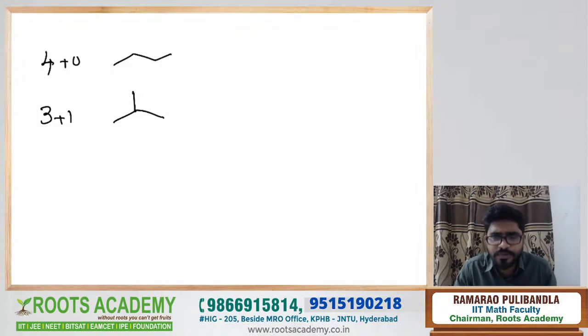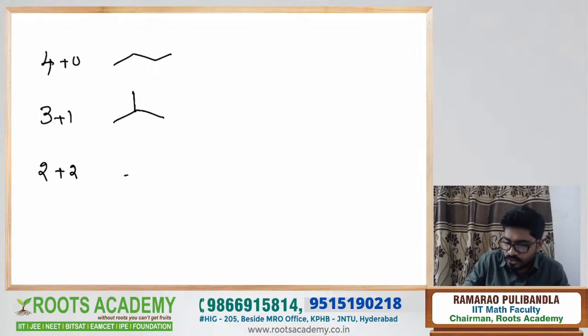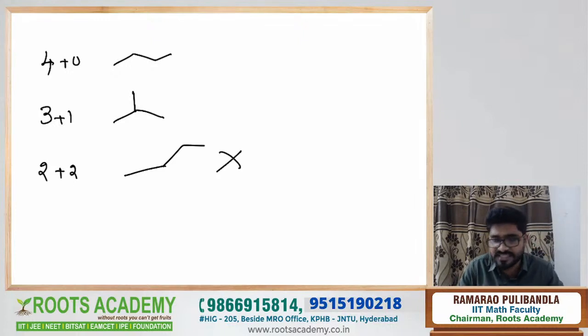Apart from that, any other possibilities to get the 4? If I take 2 plus 2, for example, I'm keeping 2 in the main chain, 2 in the branch chain, like this. It is nothing but this only. So the same structure should not be considered. So the total number of isomers is 2 only.